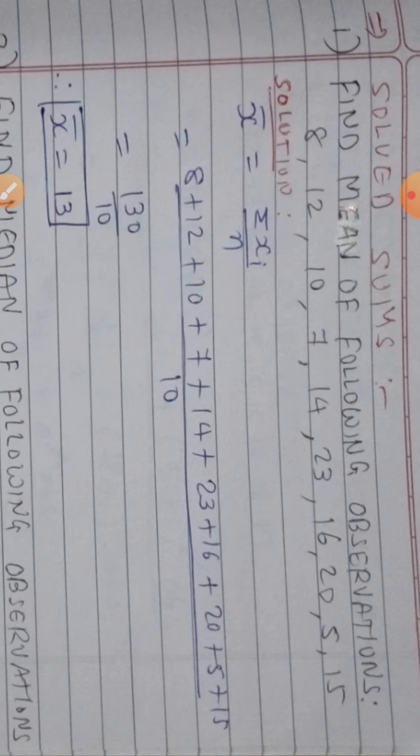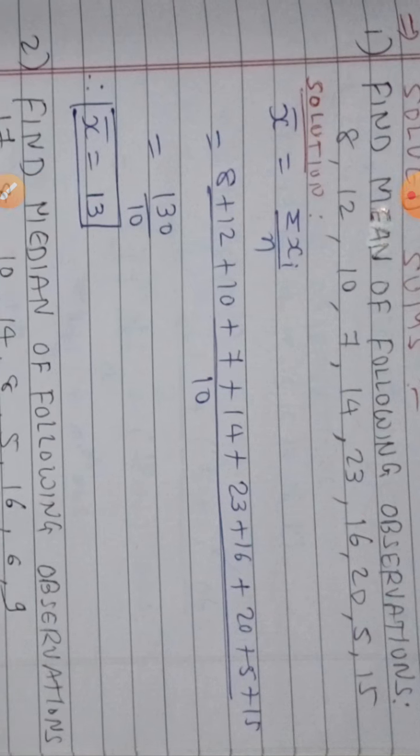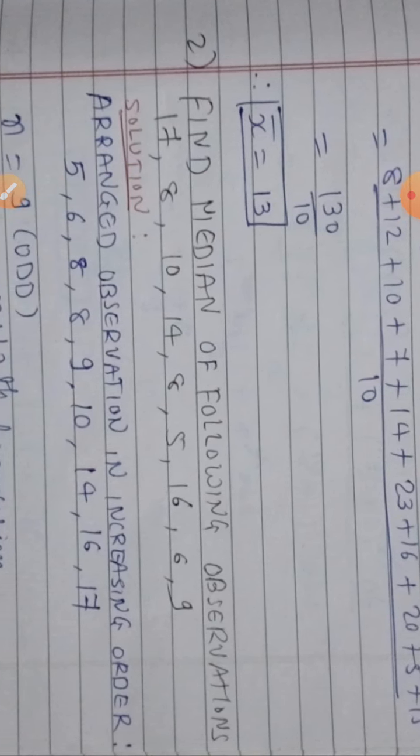Very simple it is, just you have to be careful in calculation. No calculation mistake should be there, in addition and division also. Here the zero cancels out, so no question of division arises, but sometimes you have to divide in rough work also. Now second, find the median of the following observations.